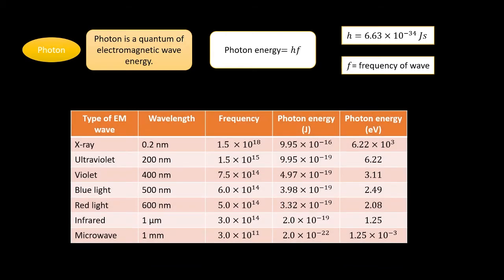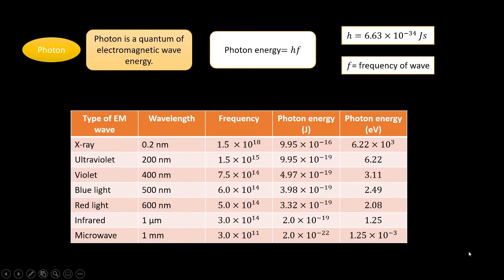So every type of wave has a different photon energy depending on the frequency the wave possesses. The higher the frequency, the higher the photon energy. This table shows a few photon energies for the electromagnetic wave. So you can look through it and understand the relation between the photon energy and the frequency.